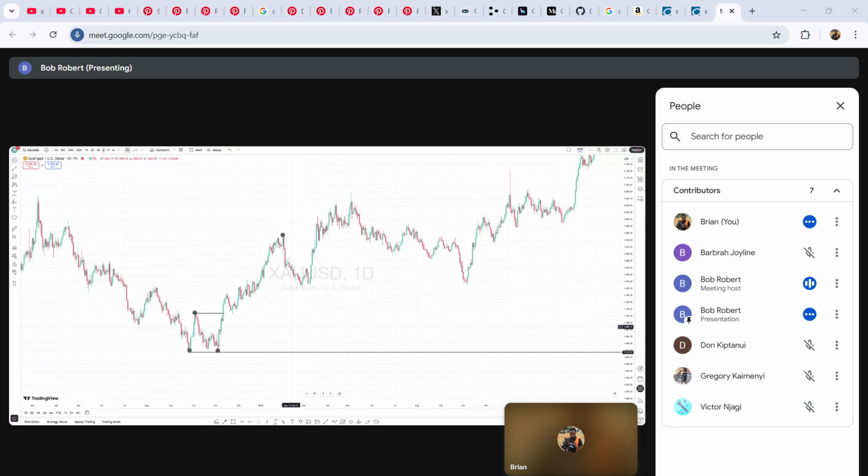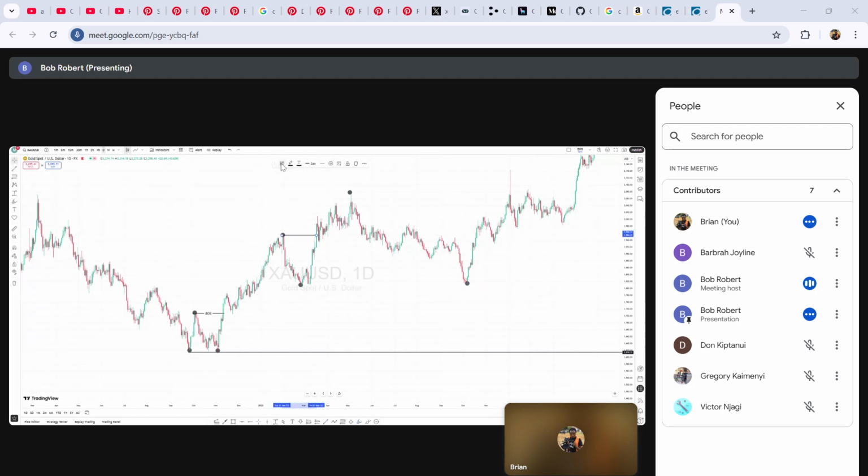Then now we got the other higher low, then higher high, higher low. From the look of things at this point, you were right. Yeah, you're good. So this is where we have the break of structure.